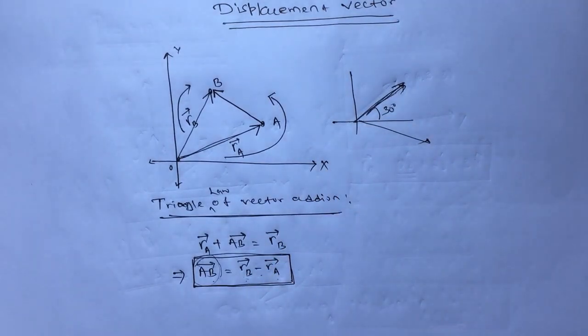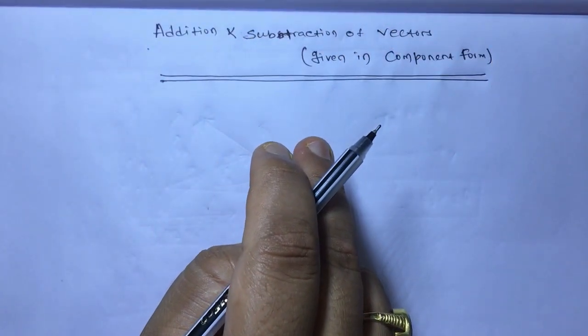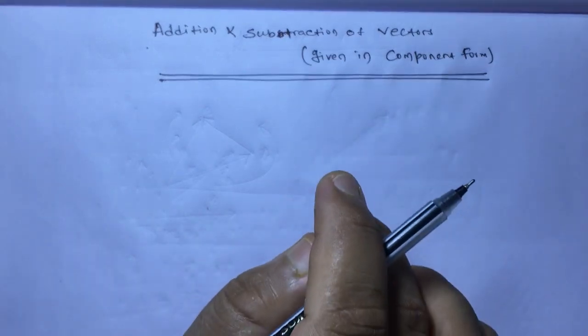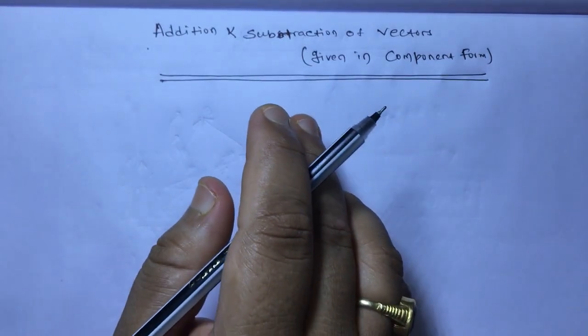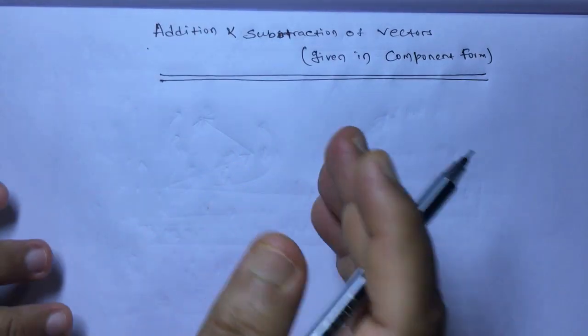Okay. So, let us check the next topic, that is addition and subtraction of vectors given in rectangular form, or given in component form. So, this is our next topic, that is addition and subtraction of vectors given in component form. Till now we have been using triangle law, parallelogram law, polygon law, etc. to add or subtract vectors.